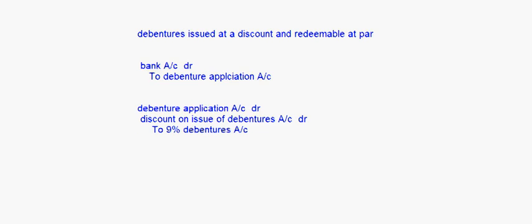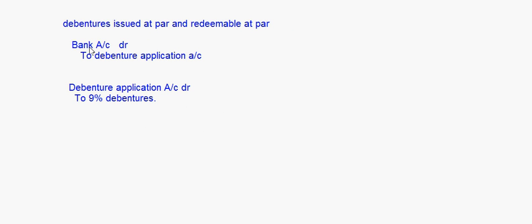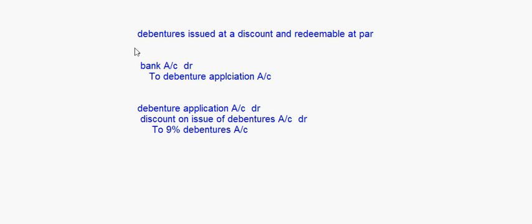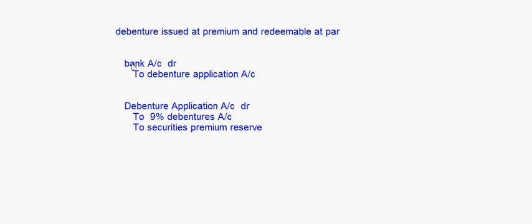So we have seen the first 3 cases. The first one being debentures issued at par and redeemable at par. Here there's no discount or no premium, so nothing is coming, only the normal entry, right? Then debentures issued at discount and redeemable at par. So discount on issue of debentures is debited. And the third case, debentures issued at premium and redeemable at par. The securities premium reserve is credited here, right? Okay.